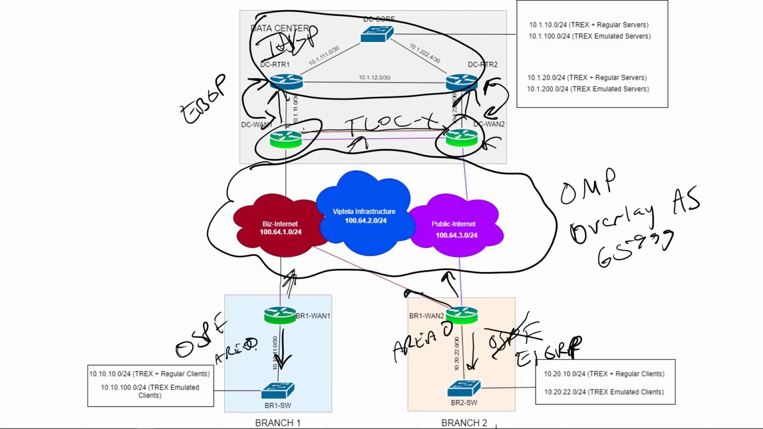So this is our current steady state today. This is how the fabric is set up, how routes are being advertised, and how everything works today. So let's see what we're going to migrate to.